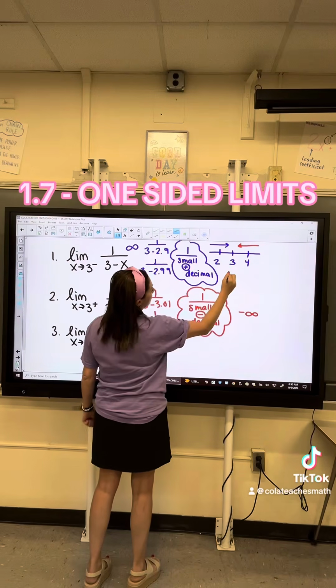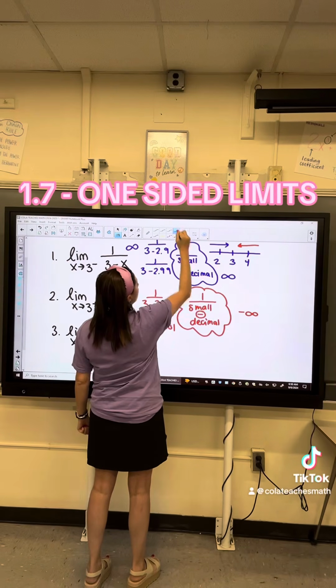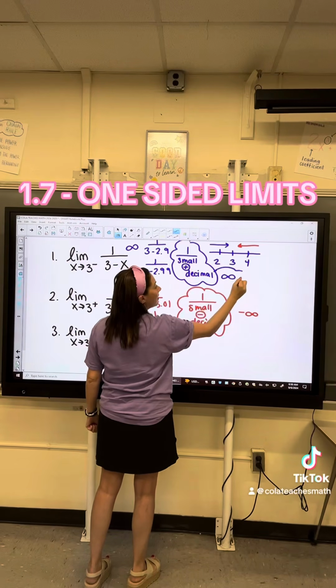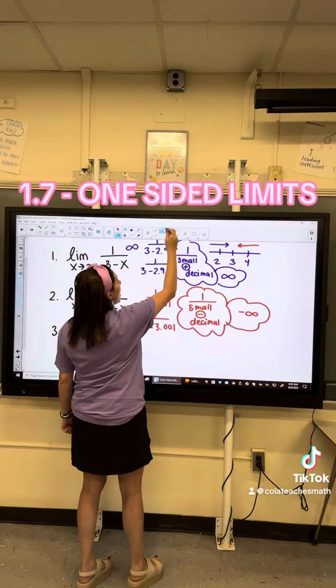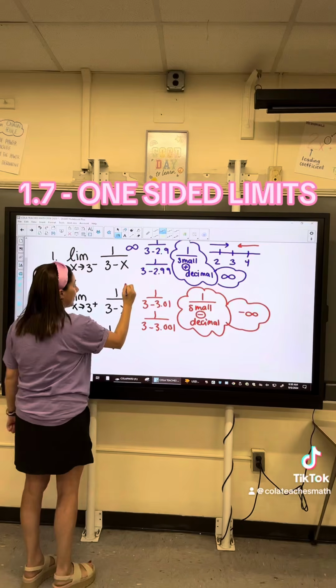So I probably should have written positive infinity near there, maybe included it in cloud actually. Baby cloud, you got a baby cloud. So this one is going to go to negative infinity.